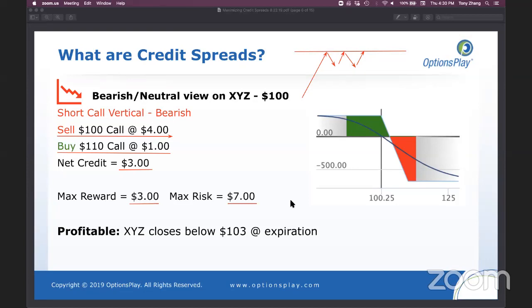In addition, many of you may not even have the ability to sell a naked call in your account. So that's why credit spreads is something that you can do if you have, let's say, a level 3 options agreement with your broker.